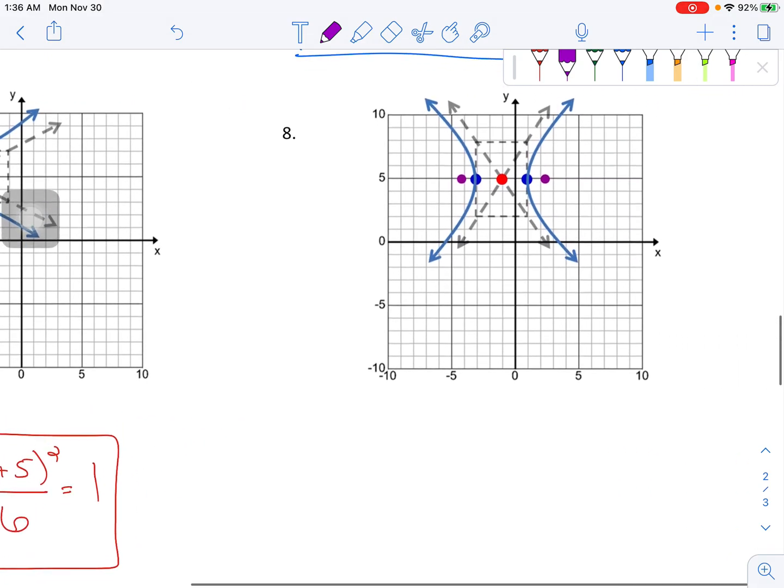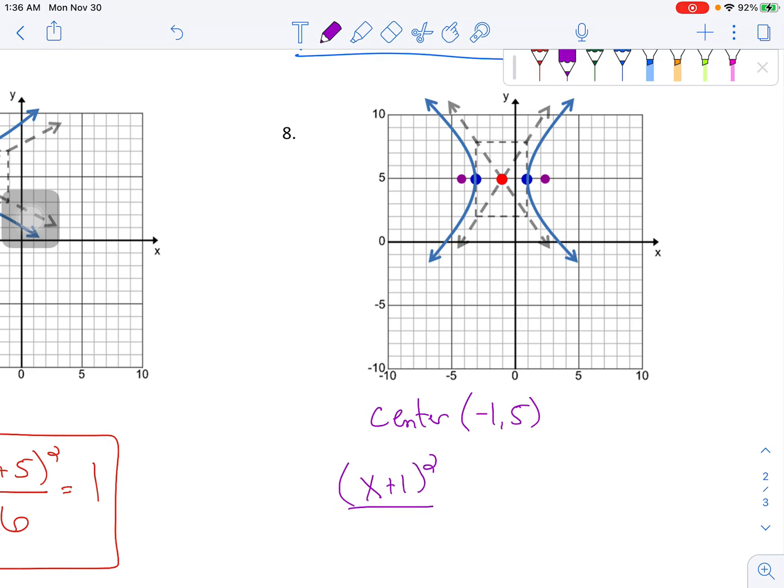One more to go, problem number 8, and then this note sheet will be done. Let's see, this opens left and right, so this is going to be an x squared, the positive one. All right, so here's my center. That's going to be (negative 1, 5). So let's see, (x plus 1) squared over something minus (y minus 5) squared over something is equal to 1.